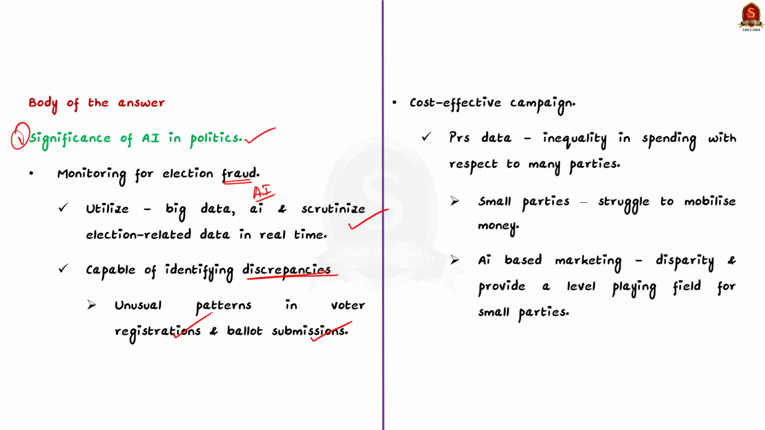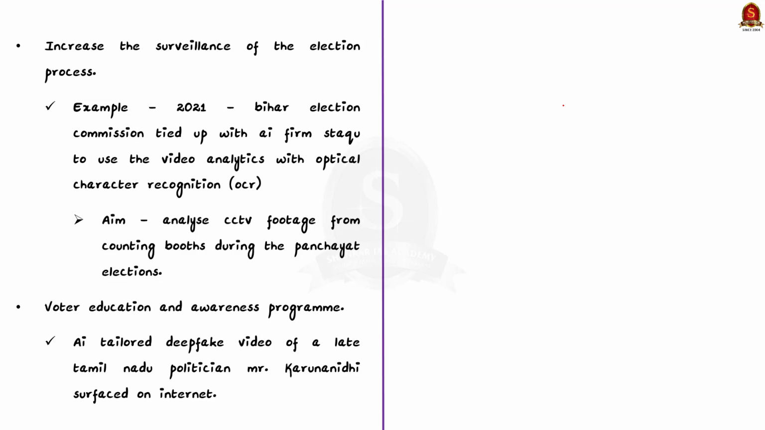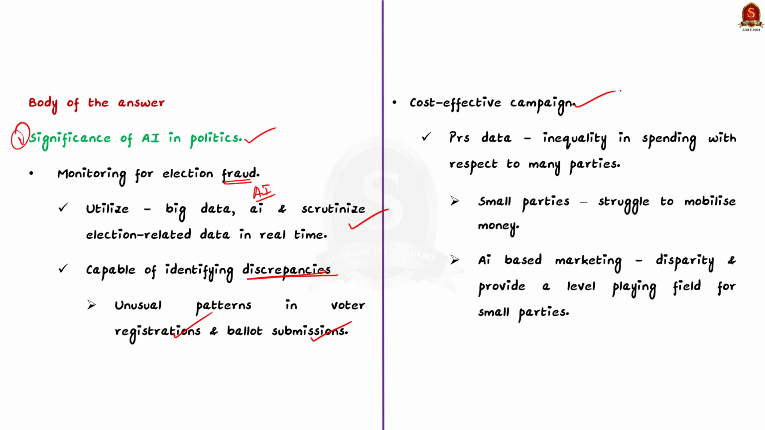Secondly, the use of AI can, in many instances, lead to cost-effective campaigning for less wealthy candidates. See, various PRS data shows inequality in spending with respect to many parties. Moreover, we know that small parties often struggle to mobilize money. So, AI-based marketing will reduce this disparity and provide a level playing field for small parties.